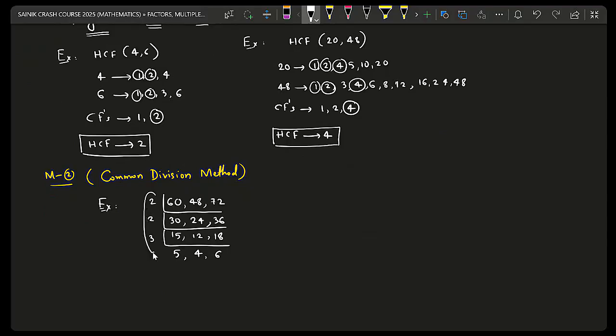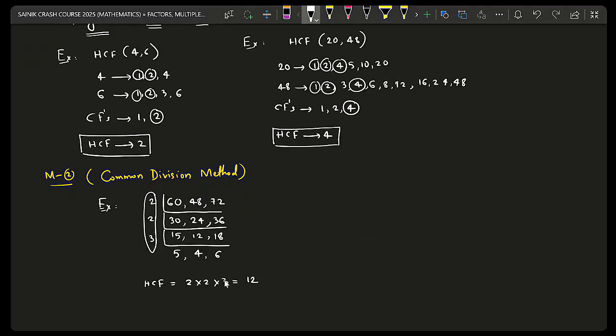Only multiply the left side factors. So HCF is going to be 2 into 2 into 3. 2 2s are 4 and 4 3s are 12. So the HCF of the given numbers is 12, and this method of finding HCF is called the common division method.